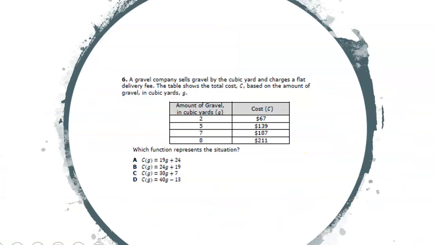All right, number 6. A gravel company sells gravel by the cubic yard and charges a flat delivery fee. The table shows the total cost C based on the amount of gravel in cubic yards G. All right, so we need to find the function that represents the situation. So we're going to write a linear equation, slope-intercept form.